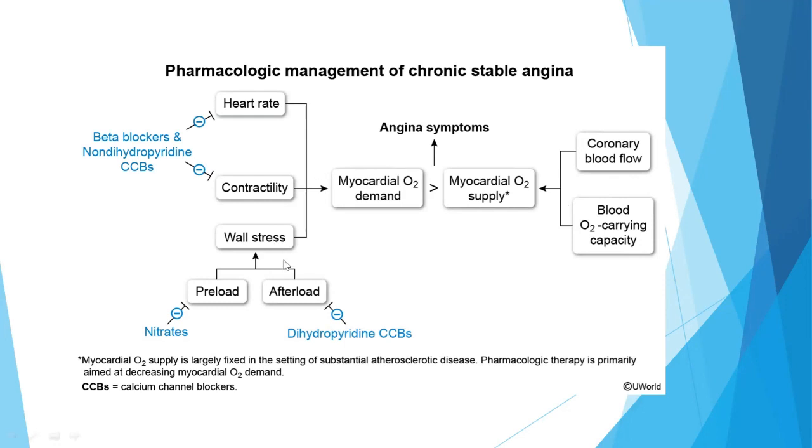When there is increased myocardial oxygen demand and this imbalance, that leads to the development of angina. We have drugs like beta blockers and non-dihydropyridine calcium channel blockers. These two drugs diminish the heart rate and decrease the contractility. Now, the wall stress is determined by the preload and the afterload. The nitrates lead to vasodilation and decrease the preload, and dihydropyridine calcium channel blockers decrease the afterload, and consequently the wall stress will be decreased.